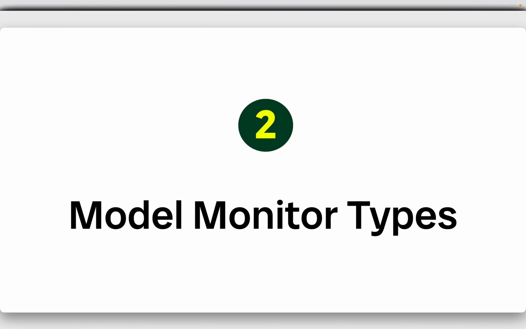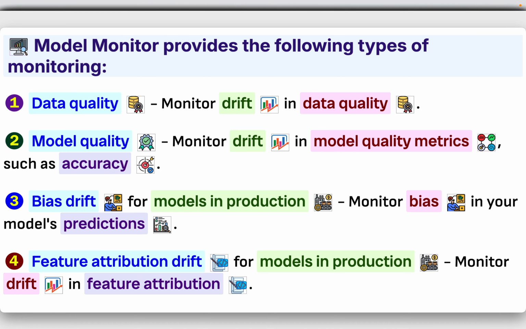Next topic is model monitor types. So, model monitor provides the following types of monitoring. First one is data quality. So, you can monitor drift in data quality. Second is model quality. You can monitor drift in model quality metrics such as accuracy. Third one is bias drift for models in production. So, you can monitor bias in your model's predictions.